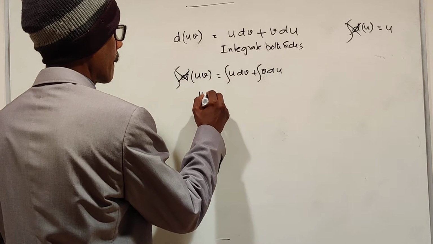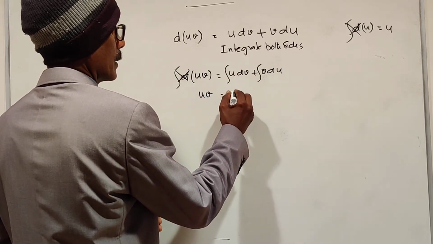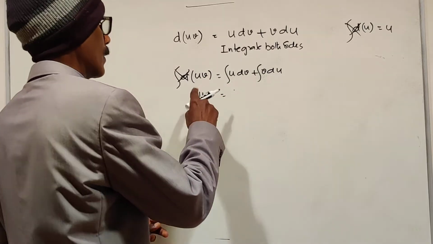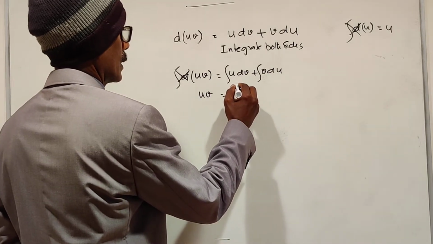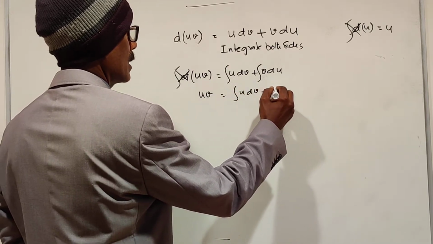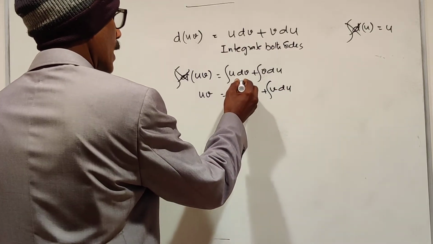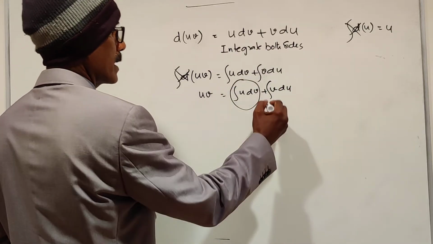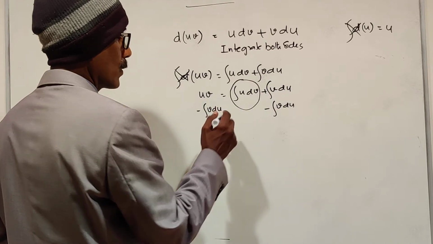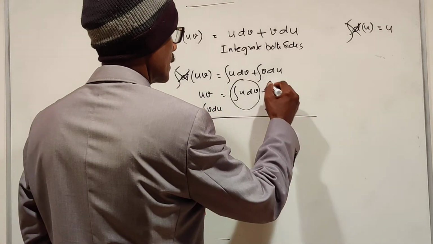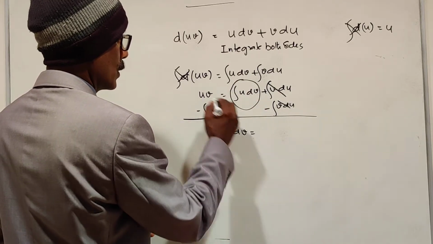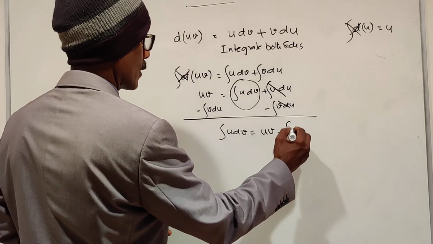So uv equals the integral of u dv plus v du. I want to write this as: minus the integral of v du on both sides. So we are going to derive a formula. What do you get? This one cancels out. I am going to write this one first: the integral of u dv equals uv minus the integral of v du.